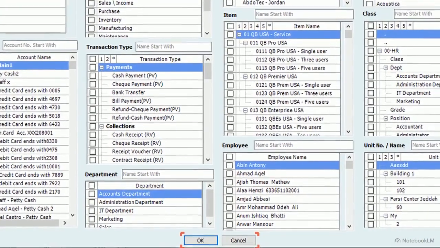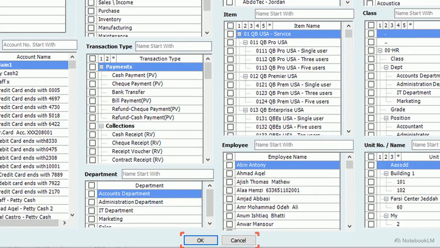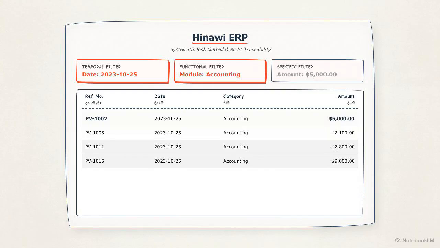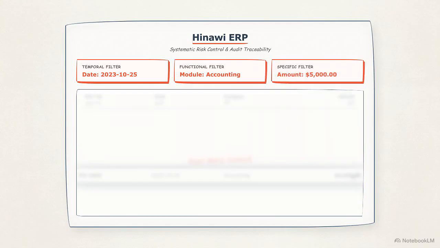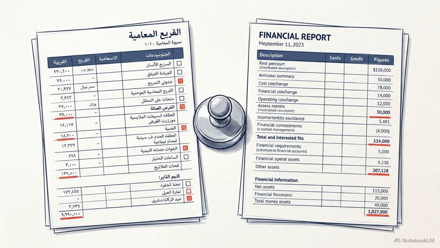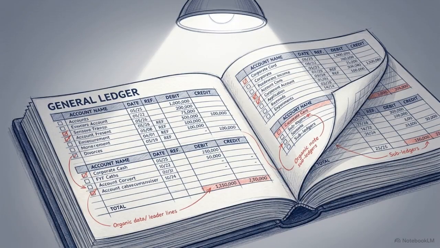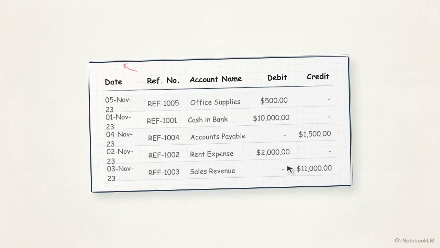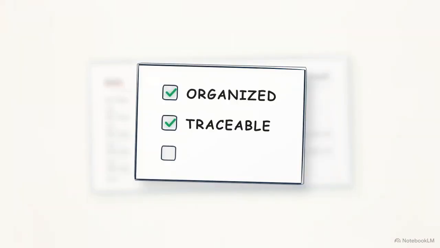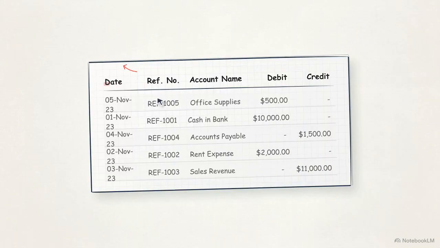Click the OK button to retrieve the filtered data or Cancel to exit the search window. Successfully combining these variables ensures that even the most specific records remain traceable, allowing for rapid retrieval during an audit or internal review. This level of detail and retrieval is supported by Hinawi ERP's legacy of serving businesses in Arabic and English since 1998. You now have a complete method for navigating your general ledger. By applying these filters, you ensure your financial data is organized, traceable, and instantly accessible.